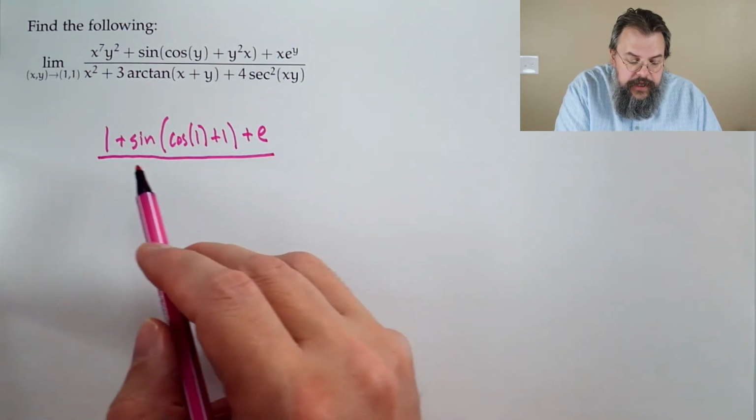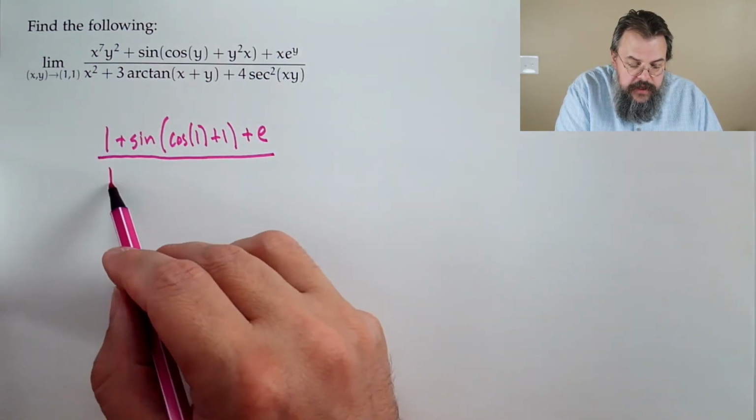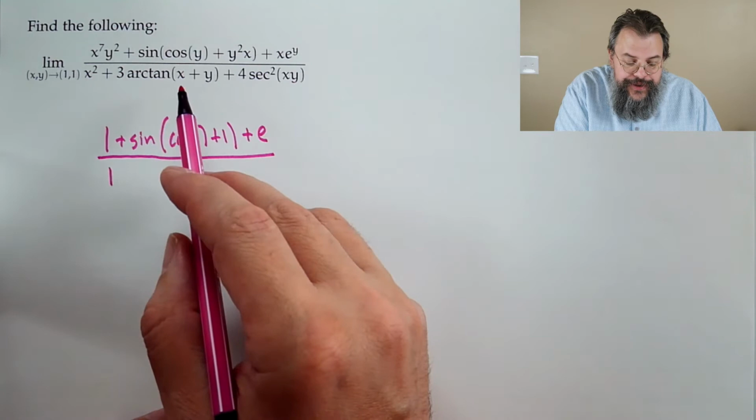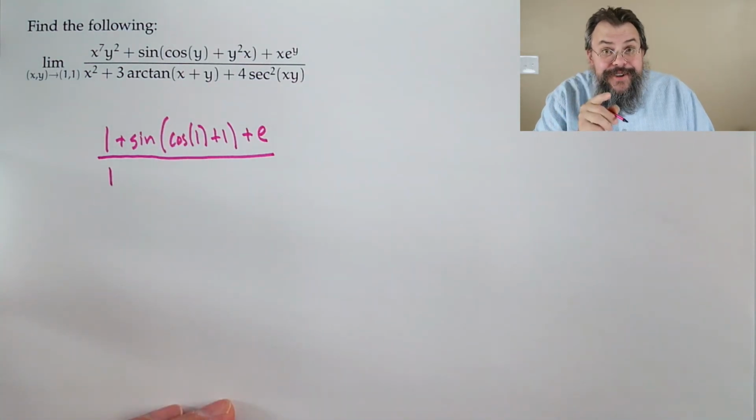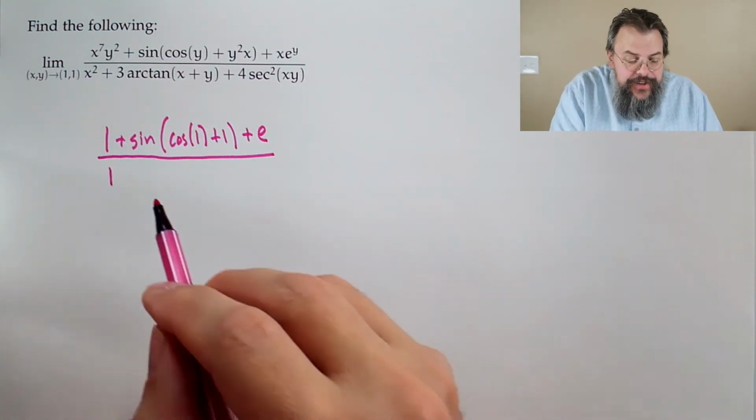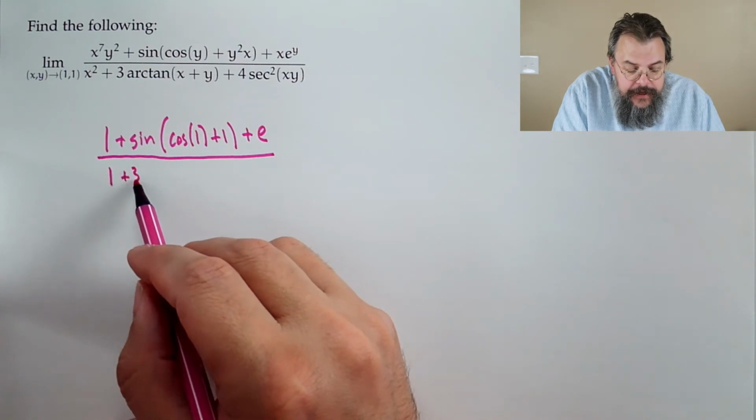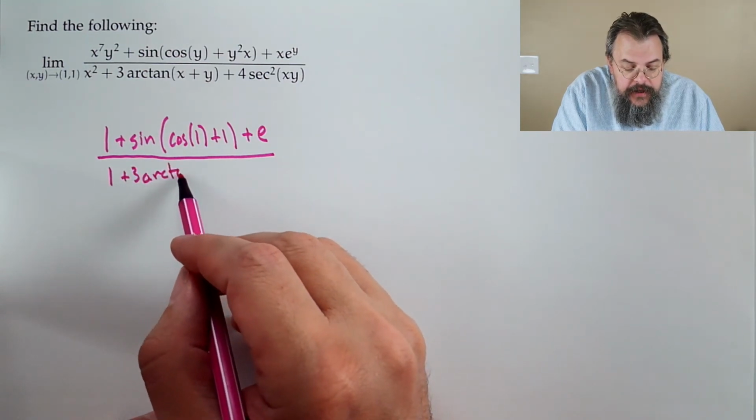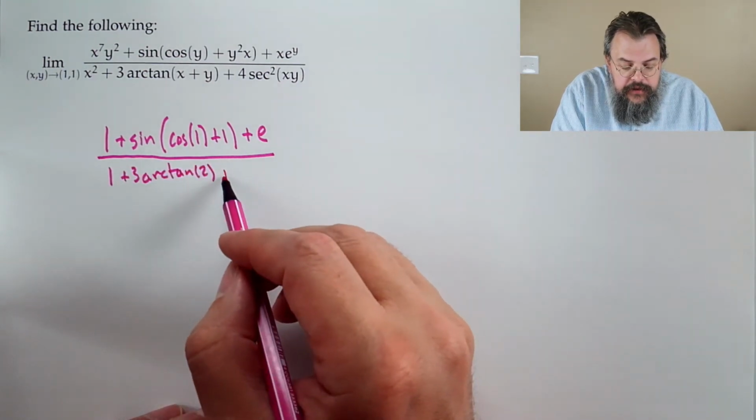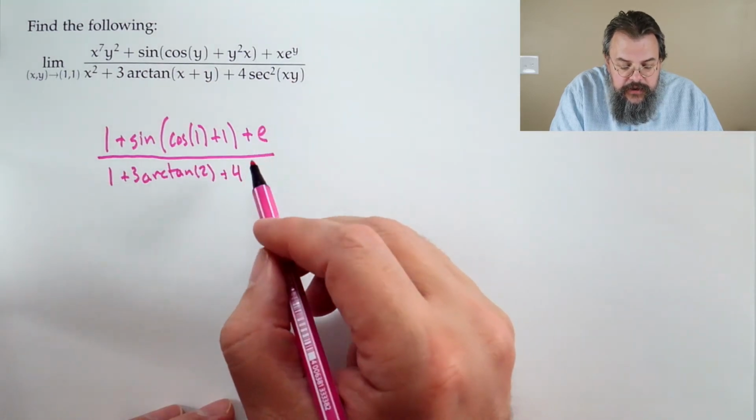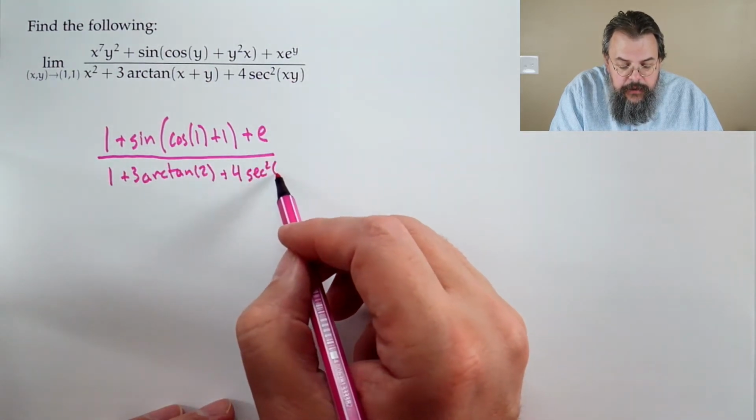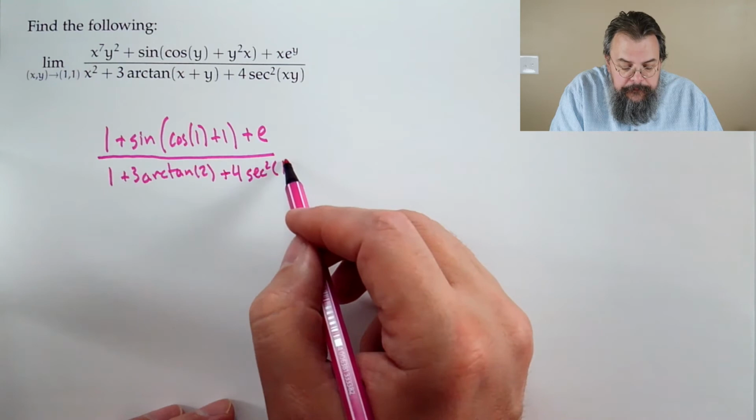Downstairs, what do we have? Well, we get 1. 3 times arctangent of 2. And arctangent of 2 is arctangent of 2. Again, doesn't have to simplify. And plus 4 secant squared. And 1 times 1 is 1.